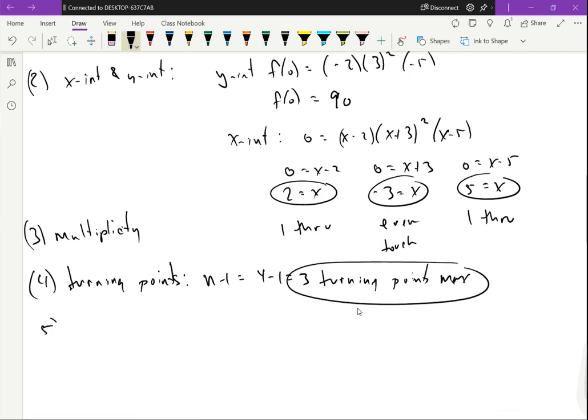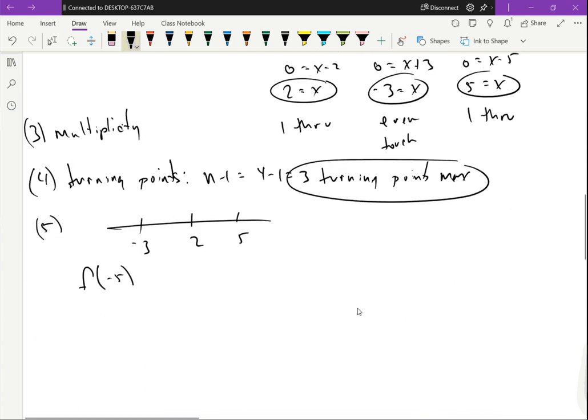Step number 5 then is let's come up with some other points in these regions and figure out what we've got going on. So if I take a look at my x-intercepts, I've got negative 3, 2, and 5. One of the things we want to do is figure out some points in between each of these regions. So what if we just choose some random points. I'll choose f of negative 5 as a point here.